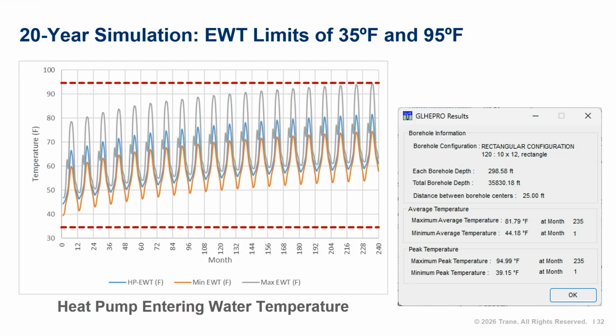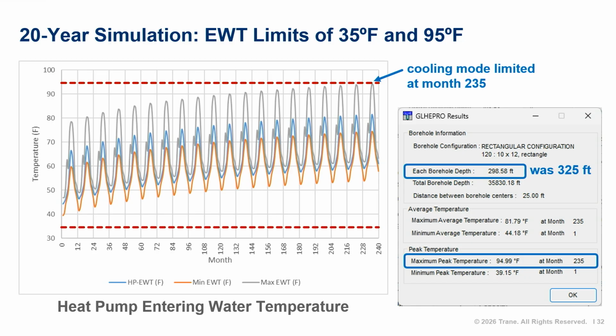As we just saw, the heat pump entering water temperature limit plays a direct role in the ground heat exchanger size. So what happens if we move the limits a bit? Extending the limits by 5 degrees in each direction causes the borefield sizing to recalculate with a smaller value. Now we get 299 feet of bore instead of 325. Or alternately, we could keep the original depth value and reduce the number of bores from 120 to 110. Note that for this example, the system is constrained by high temperature, not low temperature. So extending the lower limit down didn't make much difference.